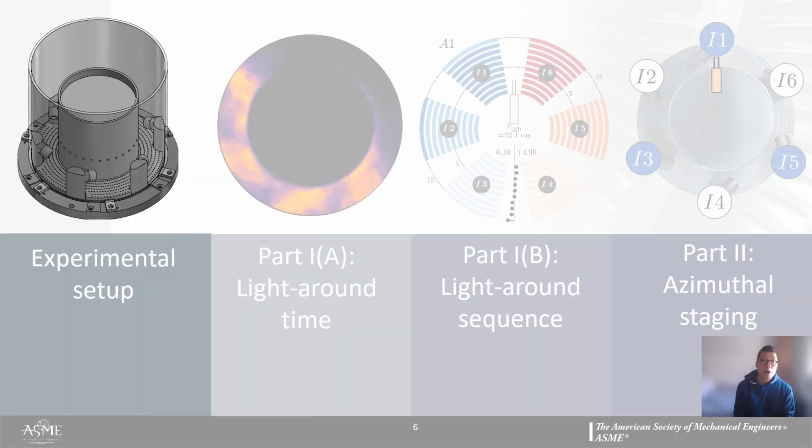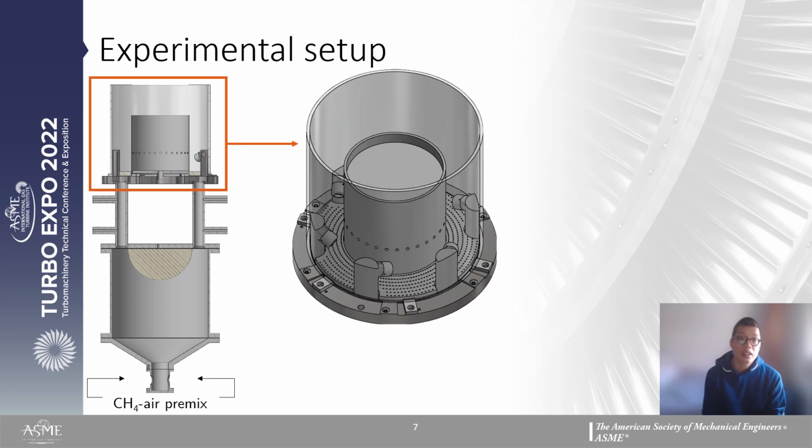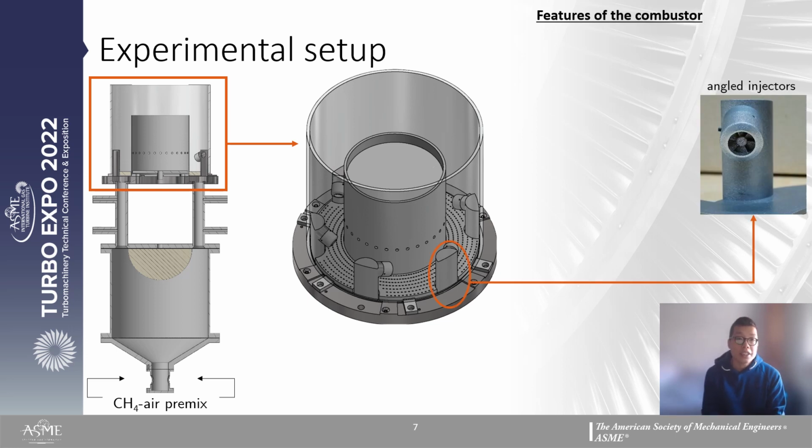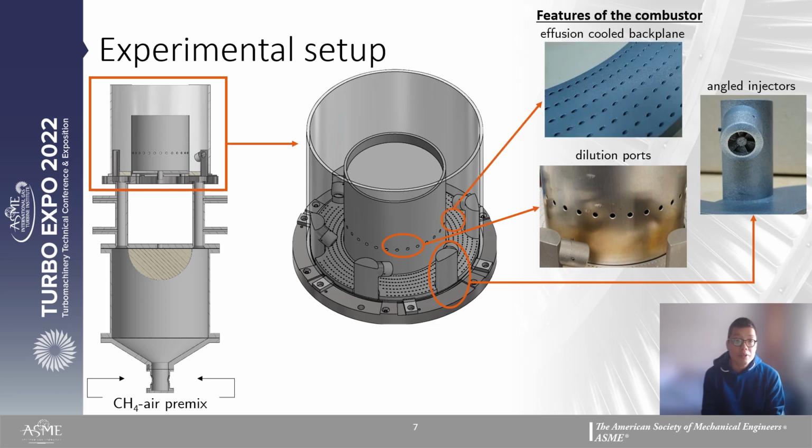And right now, we'll proceed to describe some of the geometric aspects of the lab scale combustor developed at our NTNU laboratory. In the setup shown here, we see the three main features of the combustor as mentioned earlier. 1. The angled injectors to direct flames azimuthally, and the dilution ports located along the inner combustor wall, as well as an effusion-cooled backplane to realize the rich quench-lean operation mode.